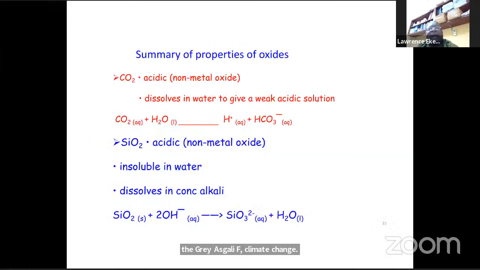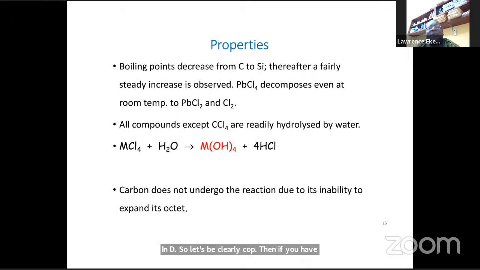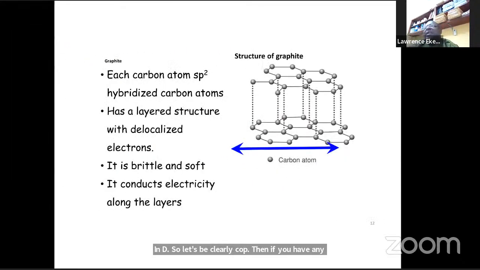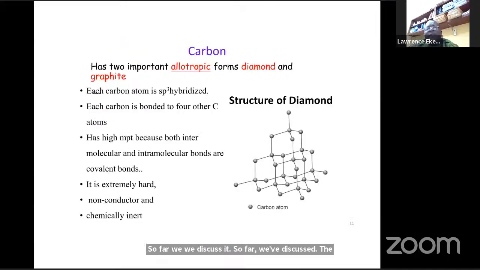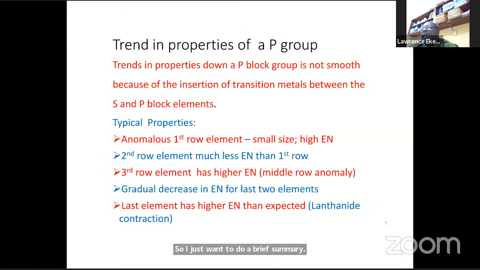So let's quickly recap. Then if you have any question, you can type it so that we discuss it. So far, we've discussed the P block element. Most of you did not connect on time, so I just want to do a brief summary of what we've learned today. We've talked about the P block element.